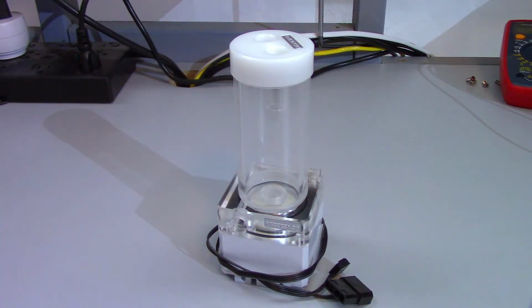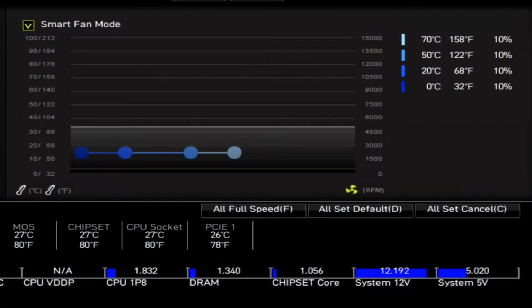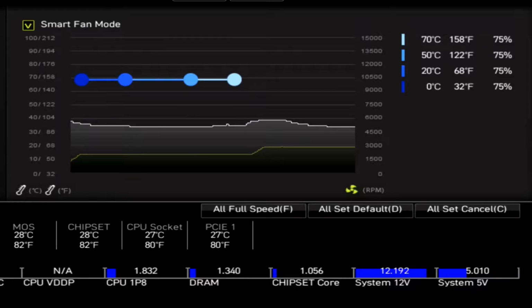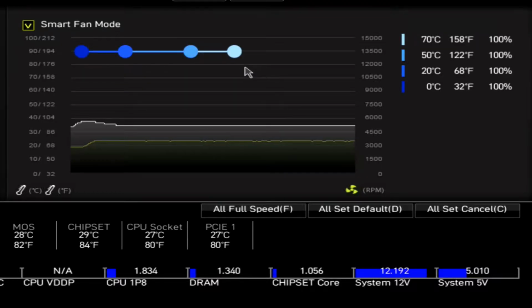I did also take sound recordings of the pump. These recordings were taken 20 centimeters or 8 inches away from the pump. First, the ambient room sound for reference. At 10%, at 50%, at 75%, and at 100%.